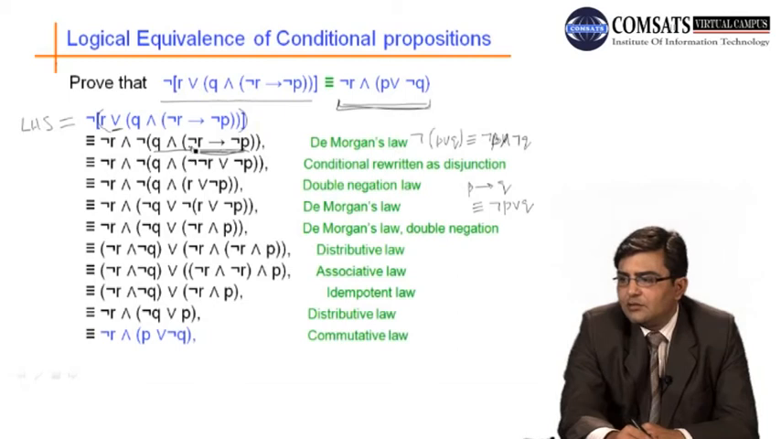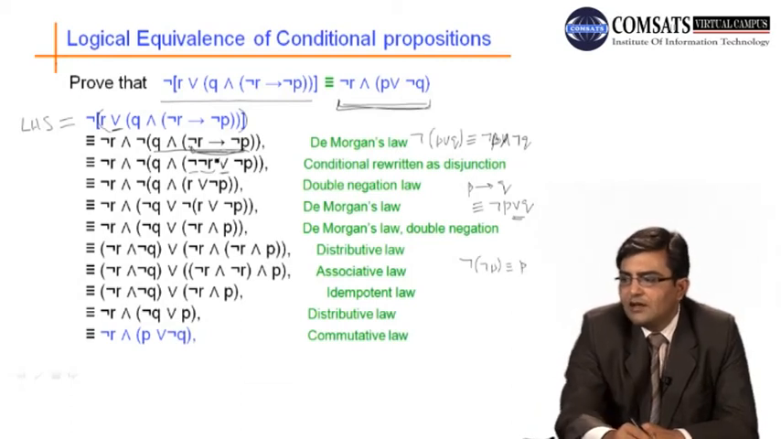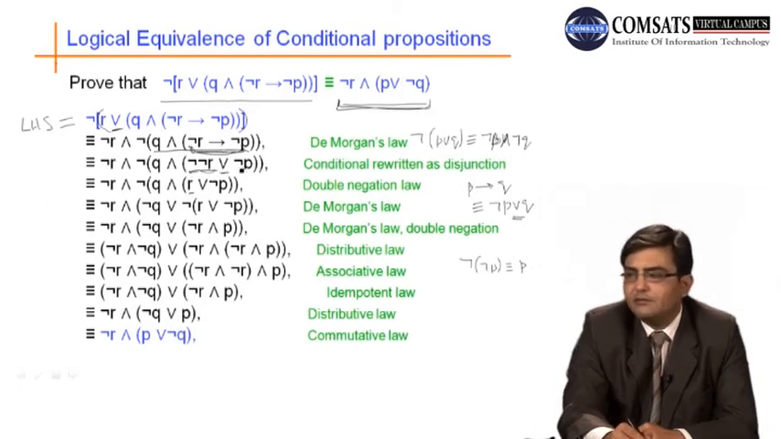So not R implies not P is logically equivalent to not of not R, and this implication will be converted to or, and not P will remain the same. Here we have not of not R, so we can apply the double negation law: not of not P is equivalent to P. So here not of not R becomes R, and the rest of the things are the same.